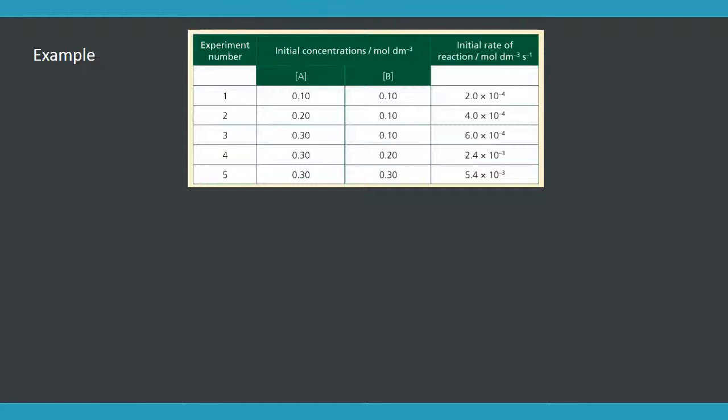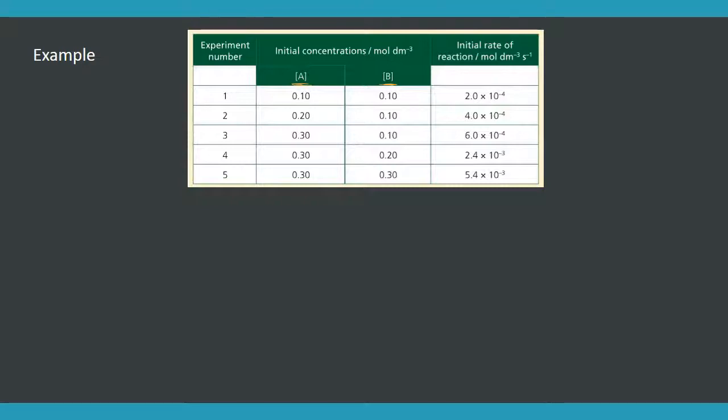What does this look like then? Alrighty. So here we ran the experiment multiple times, and if you look, you have concentration A and you have concentration B. A goes from 0.1 to 0.2, then it holds steady at 0.3 for the last 3. B holds steady at 0.1 for the first 3 and changes with the last 2.